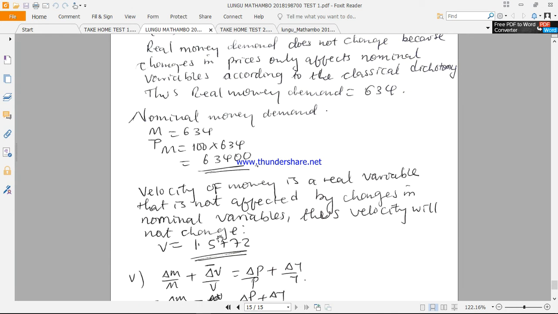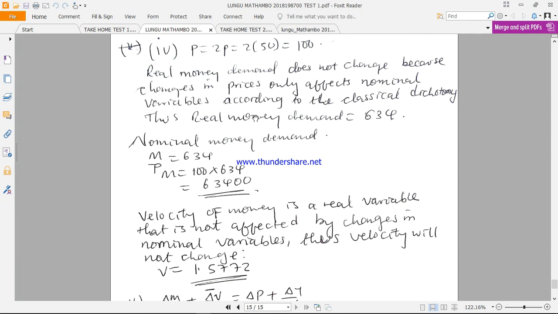Velocity of money is a real variable that is not affected by changes in nominal variables, because of the classical dichotomy again. Thus, velocity is not going to change. The only variable that is going to change in this case is the nominal money demand, because this is the only nominal variable here. If we had another nominal variable affected by changes in price, it would have changed. But real money demand is a real variable, so real variables are not affected by changes in nominal variables because of the classical dichotomy.